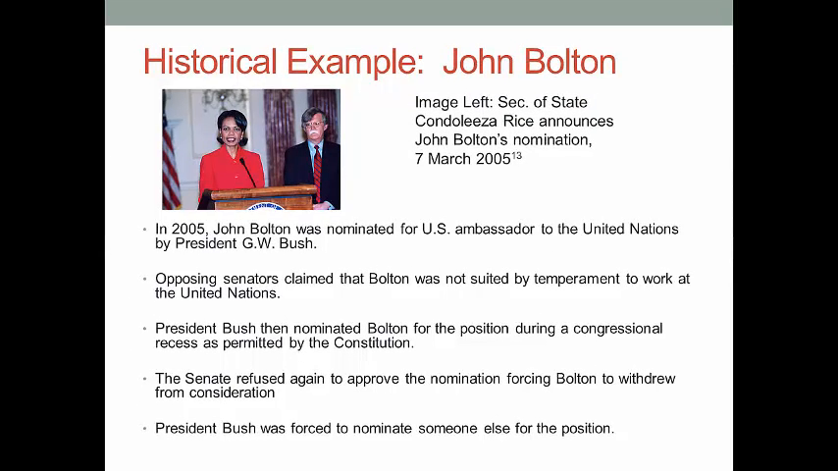In 2005, John Bolton was nominated for U.S. Ambassador to the United Nations by President Bush. However, despite the fact the Republicans controlled the U.S. Senate, there were not sufficient votes to confirm Bolton in order to overcome a Senate filibuster on his nomination. Opposing senators claimed that Bolton was not suited by temperament to work at the United Nations. Despite being renominated and serving in a recess appointment, the Senate failed again to confirm his appointment in 2006. President Bush had to nominate someone else.